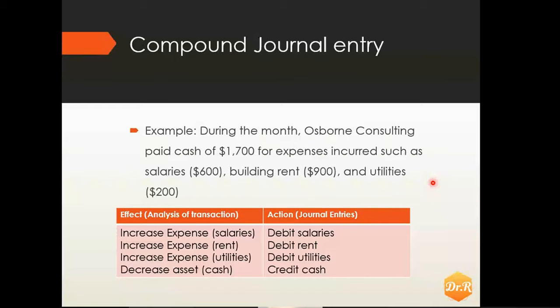Another example: during the month, the company paid cash 1,700 for expenses incurred, such as salaries 600, building rent 900, utilities 200. How can we write the transaction? We have the debit, salaries, rent, and utilities. The credit, we have the cash. So if you see here, we have three accounts on the debit side and one account on the credit side.